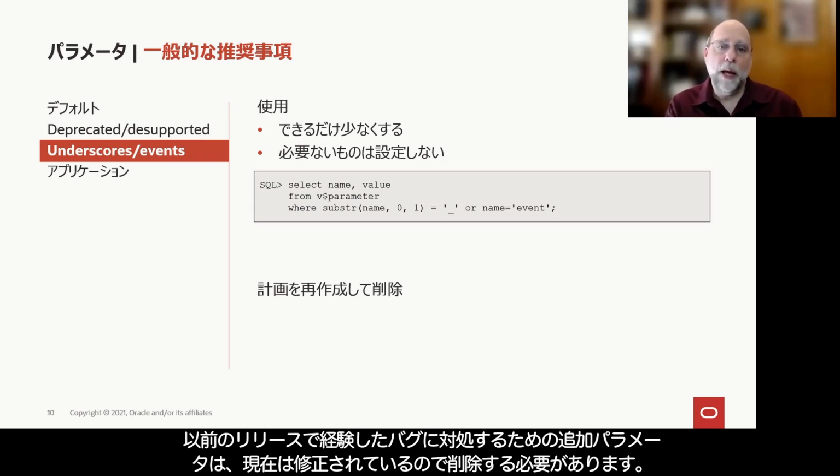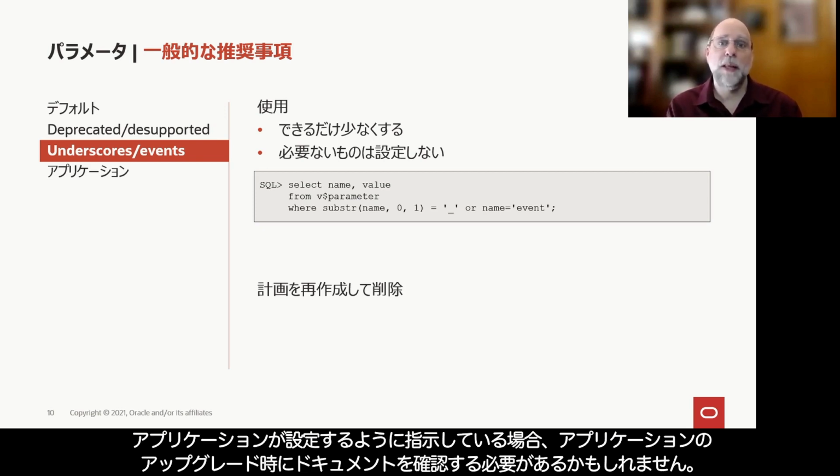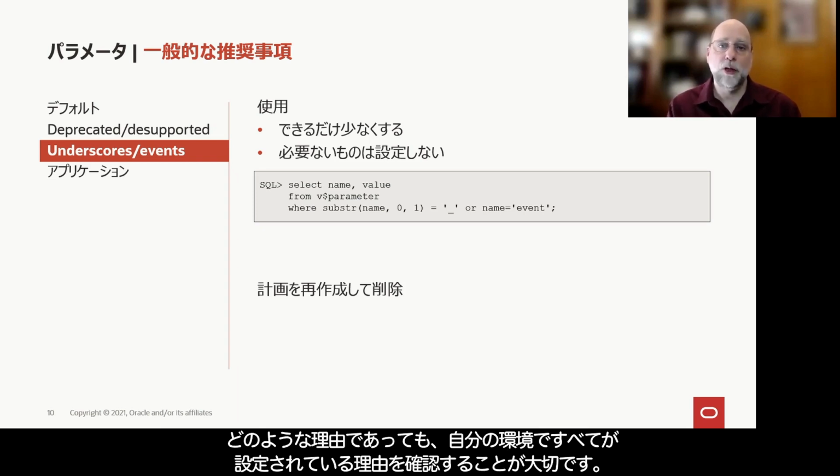Is a parameter added to address a bug that you experienced in a previous release that's now been fixed and thus should be removed? Is it there because an application is telling you to set it and maybe you need to check the documentation when you do that application upgrade? Whatever the reason, you want to make sure that you know why everything is set in your environment.